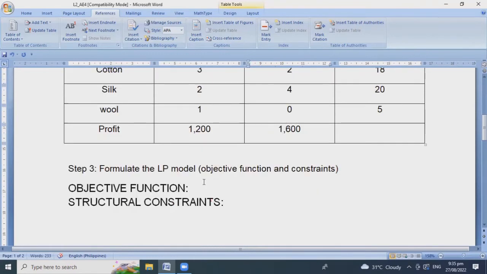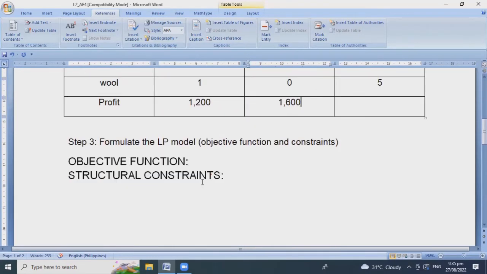Okay? So, step 3, we need to formulate the linear programming model, meaning to say objective function and constraints. Objective function is the equation in the problem taken from the profit equation. So, profit is equal to 1,200 times X, the number of design A gowns to produce, plus 1,600 times Y, the number of design B gowns to produce.